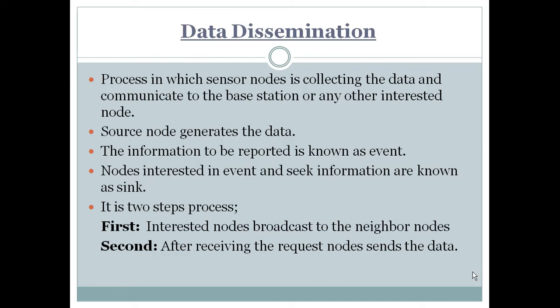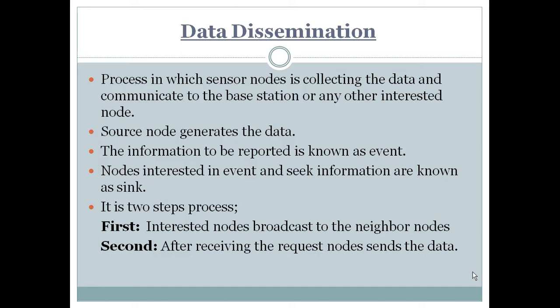The third entity is an event. An event is nothing but information which needs to be reported to the sink or the destination node. The objective of the wireless sensor network has always been to send the data from the source node to the destination node, and this destination node can be known by various names: we can call it a sink node, a destination node, or a header. So the main objective is to transfer the gathered data or an event from the source node to the sink node.